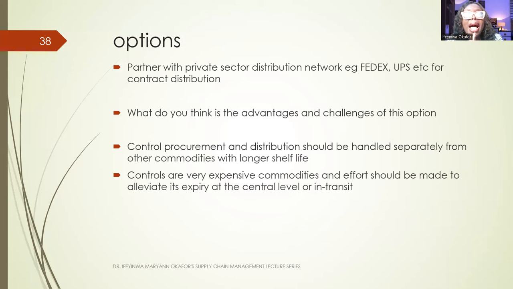Control products and distribution should be handled separately from other commodities with longer shelf life. Very, very important. And then controls are very expensive commodities, and efforts should be made to alleviate their expiring at the central level or in transit.